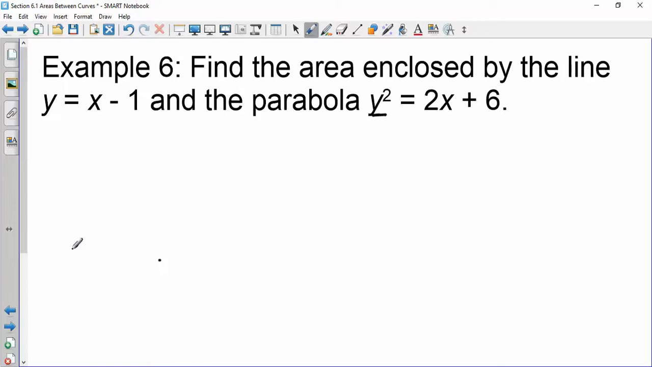Is it going to be easy to solve for y there? Probably not, because we'd have to have a square root and a plus and a minus, so that's probably not ideal. So what I'm actually going to do is take these equations and I'm going to solve for x. So this one would be y plus 1 equals x. This one we'd have to subtract over the 6 and divide by 2.